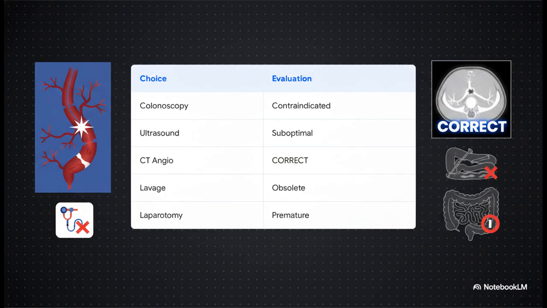Mesenteric duplex ultrasound is also incorrect. Why? Because visualization of the acute vascular state is just suboptimal. It's usually obscured by bowel gas. What about diagnostic peritoneal lavage? Totally obsolete for this highly specific vascular presentation. Finally, exploratory laparotomy is incorrect here because without overt peritoneal signs indicating infarction, rushing to an open abdomen is premature. A CTA can guide a targeted endovascular or surgical revascularization first.